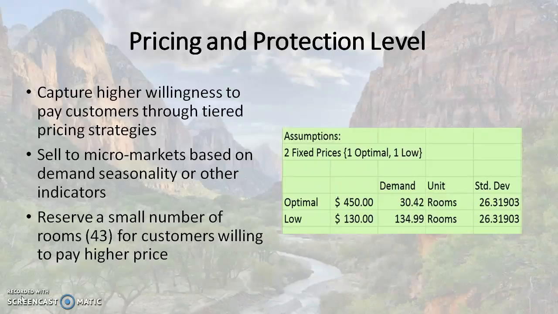From this, we located the demand at the optimal price point, which turned out to be a very even $450. The demand was approximately 30, and we found the demand at the low price point. The demand was 135 for the lowest price point offered by Zion Lodge, which was about $130. From here, we used this information to run a simulation modeling setup, and we found that a protection level of 43 rooms was ideal.